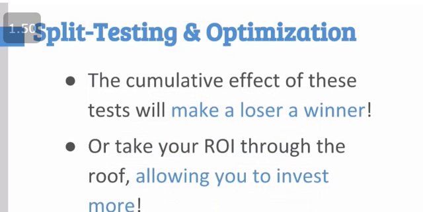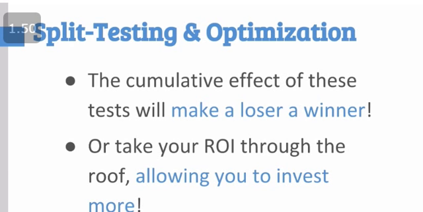If you are testing images and you're testing copy and you're testing different age groups, the cumulative effect of these tests will make a loser a winner. And it can absolutely take your ROI through the roof. What's really important with that, in addition to obviously just making more money, is that it's allowing you to invest even more into your advertising.